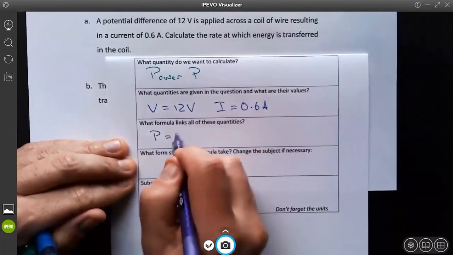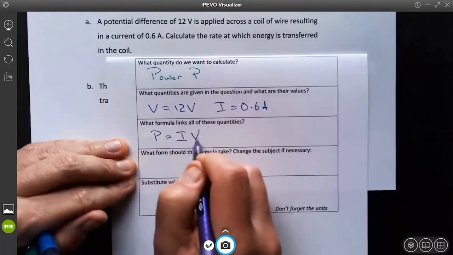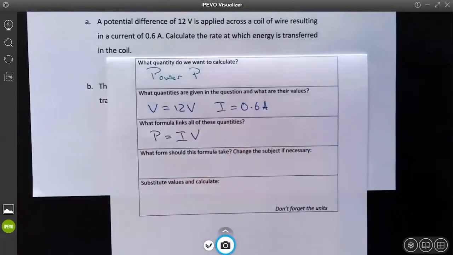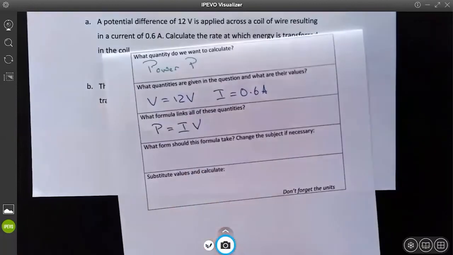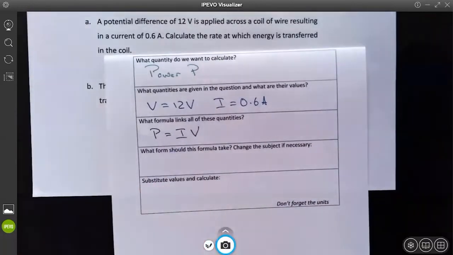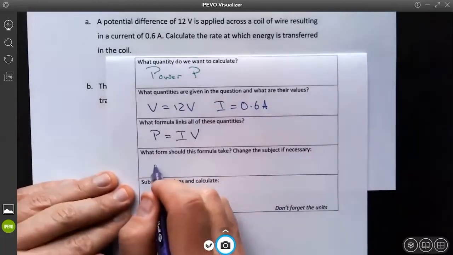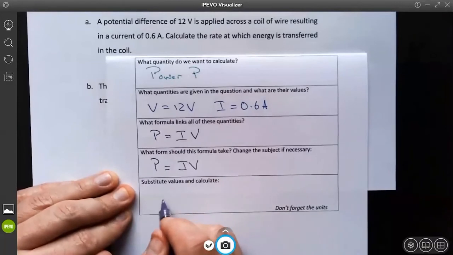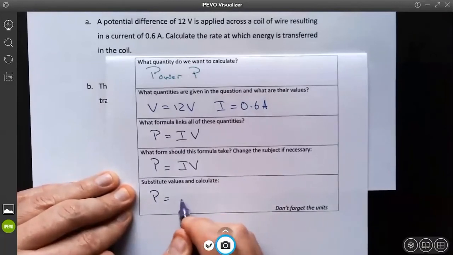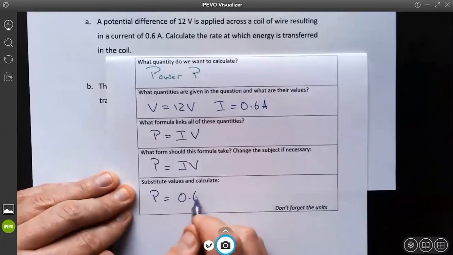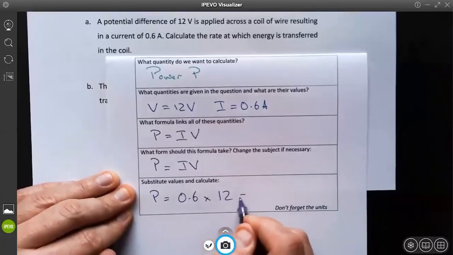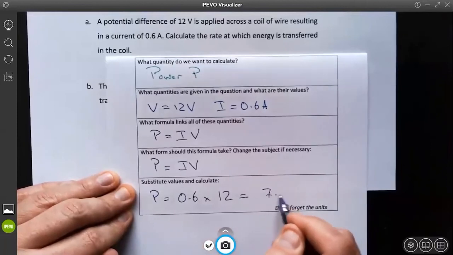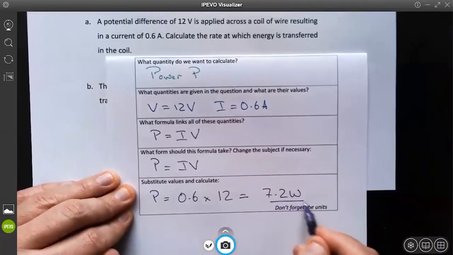And that's the familiar formula. Power is current times potential difference. Previously, we've been required to change the subject of that formula. However, we can see we're being asked for power, and it's already in the P equals IV format. And so we simply need to restate that we want P equals IV, and now finally we can substitute and calculate. The current is 0.6 multiplied by a potential difference of 12, which gives us a power of 7.2 watts.